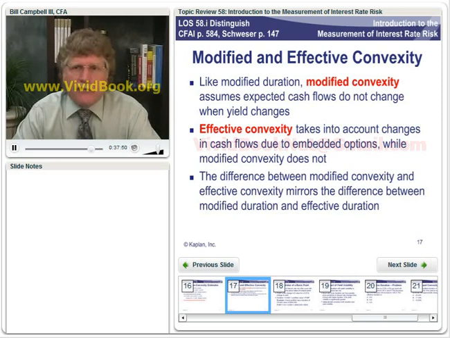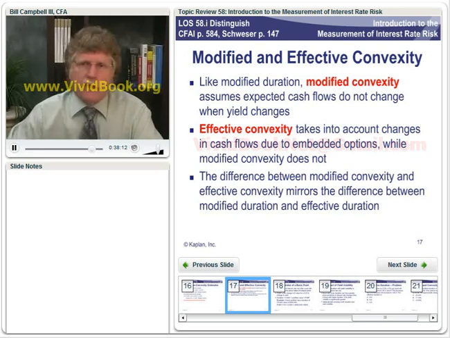The differences between the two are virtually identical to the differences between modified duration and effective duration. If you have a bond with no embedded options, the calculations are the same. Effective convexity, same as modified convexity. If you have a bond with embedded options, call option, put option, prepayment option, you have to use effective convexity.